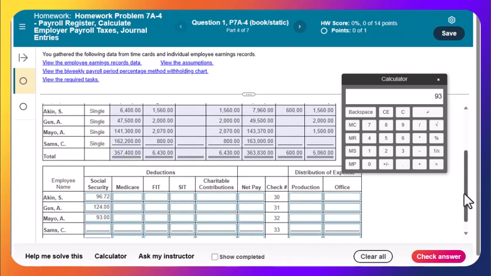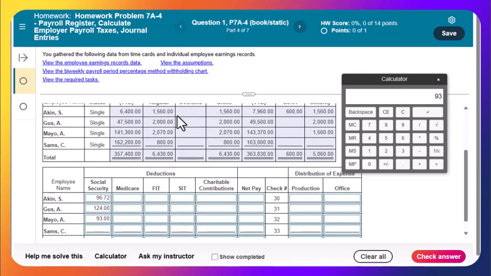So we can go ahead and scroll back up. We have $1,560 here for Aiken, and remember Medicare does not have a wage-based limit, so the total wage for each of these folks will be taxable for Medicare. So we can go ahead and multiply that by the 1.45 rate, and that's 1.45%. So it's $22.62 for Aiken. And then we can clear that out. And then the next one for Gus is $2,000 times that 1.45% rate for $29 even. And then we can clear that out.